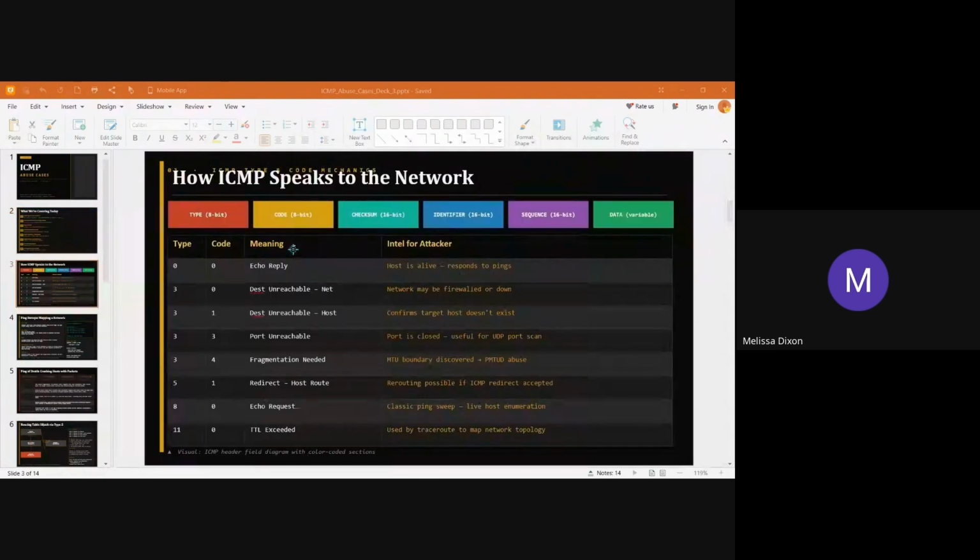Okay, before we talk about the attacks, you need to be fluent in header fields. Every ICMP abuse technique targets one or more of these fields specifically. In here, we have type 8 and type 0, which are the ping pair. They're fundamental to recon and tunneling.